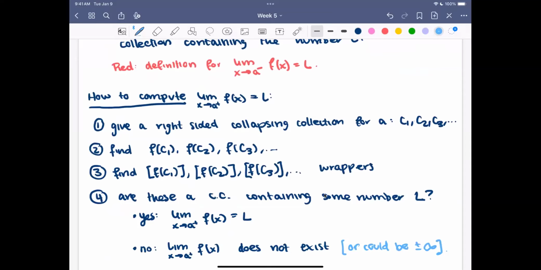Okay, are there questions about this before we do an example? Yeah. So it could be either that they don't contain L or that it contains too much, right? Like it's not a collapsing collection. Yeah, right. So if it's collapsing to an entire interval, for example, then yeah. And the example that we're going to do will be like that. So we'll do, well, something erratic, for example.